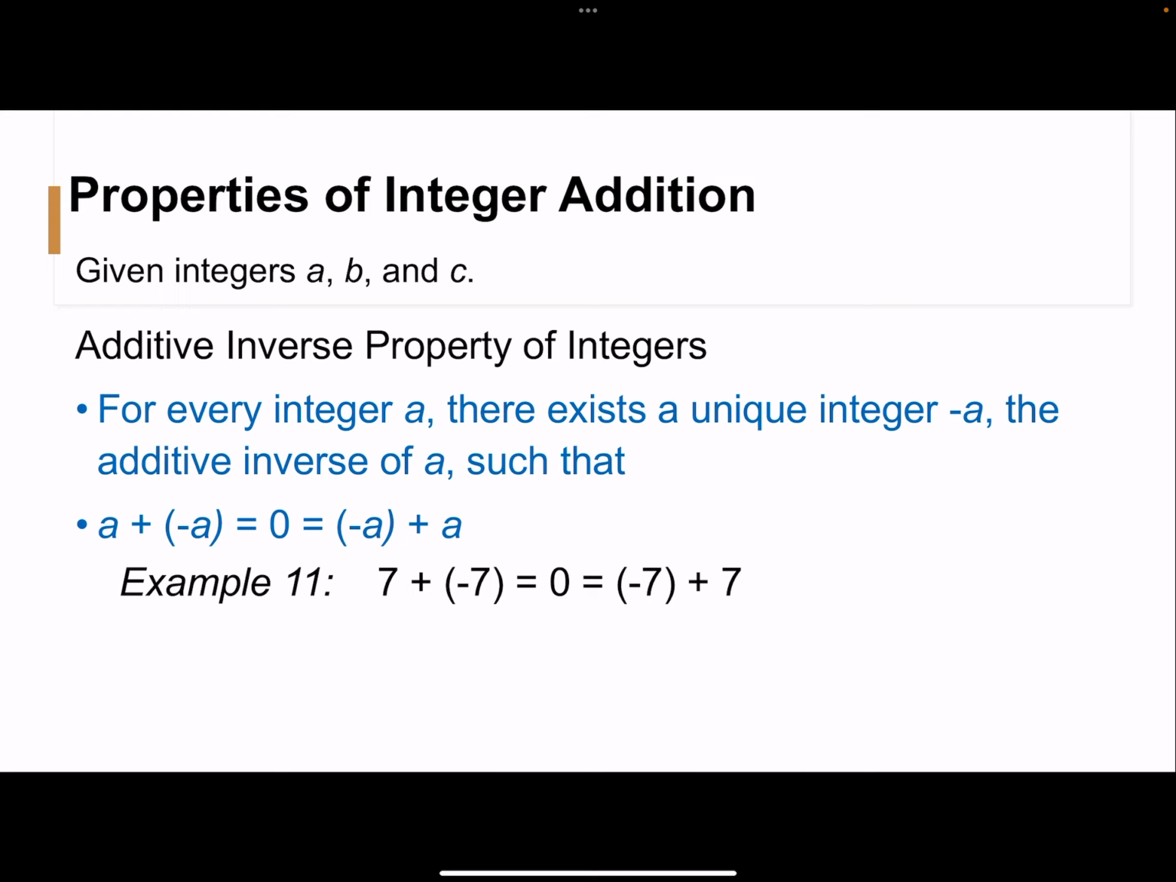An example being if I take 7 and I add negative 7 to it, I get 0. If I take negative 7 and I add the opposite of that, which is positive 7 or its additive inverse, I always get 0. So you need to know that when you take a number and add its additive inverse, you always get 0.